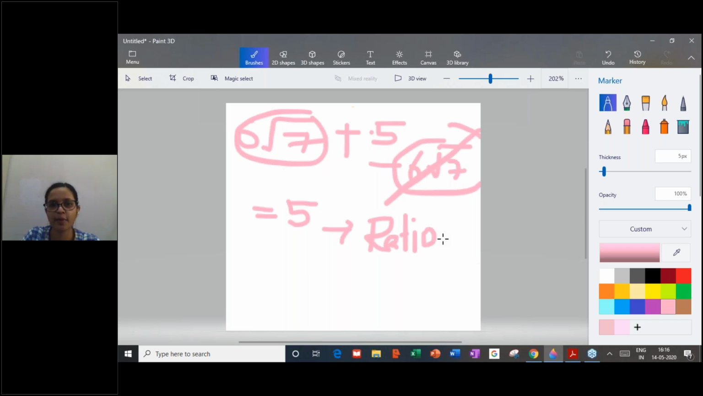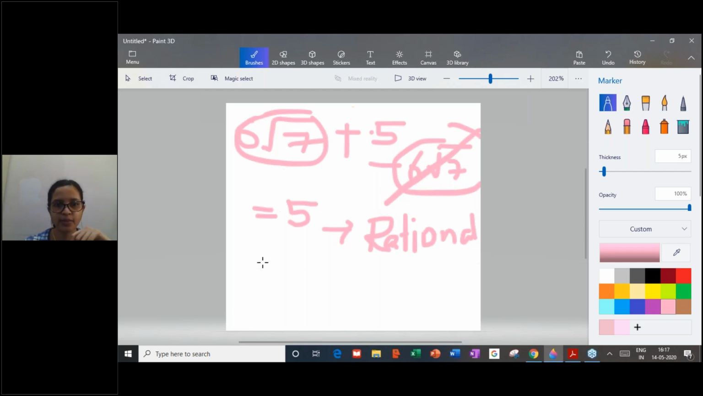So basically the property I'm trying to say here is that if you add an irrational number with a rational number, you may or may not get an irrational number. There is no fixed rule saying you add two irrational numbers, you're going to end up with irrational. It depends on a case to case situation, like something like this.